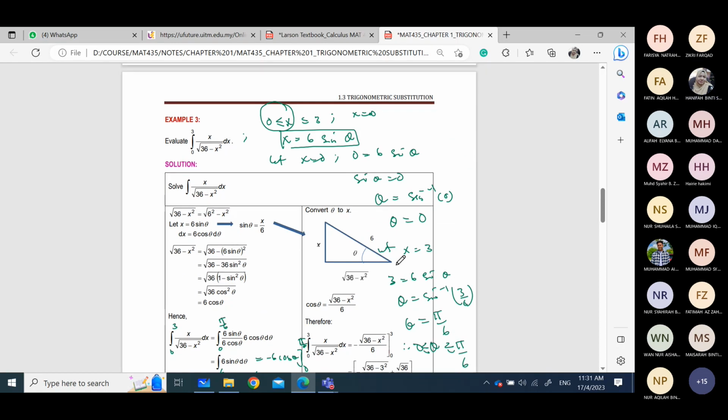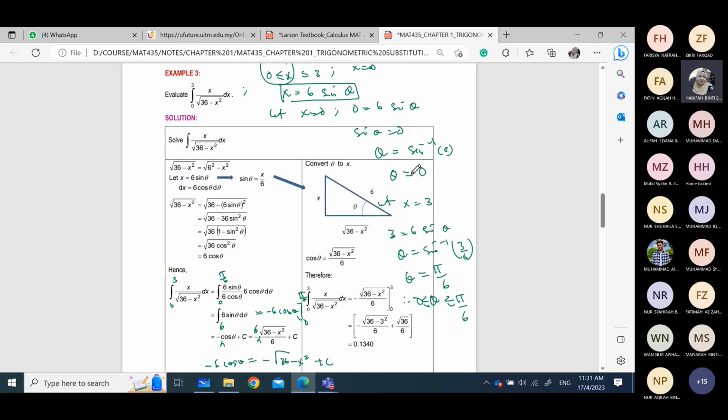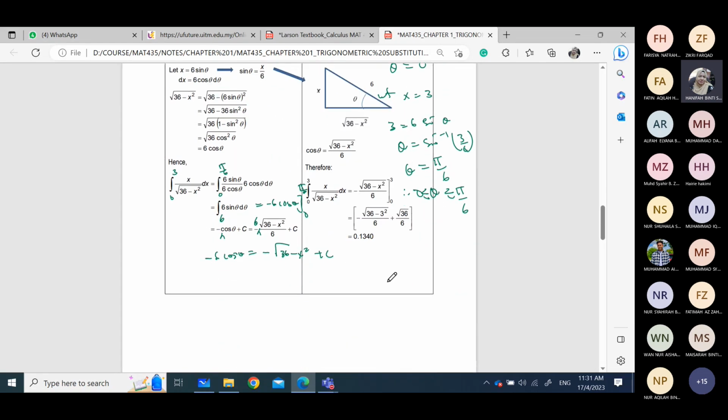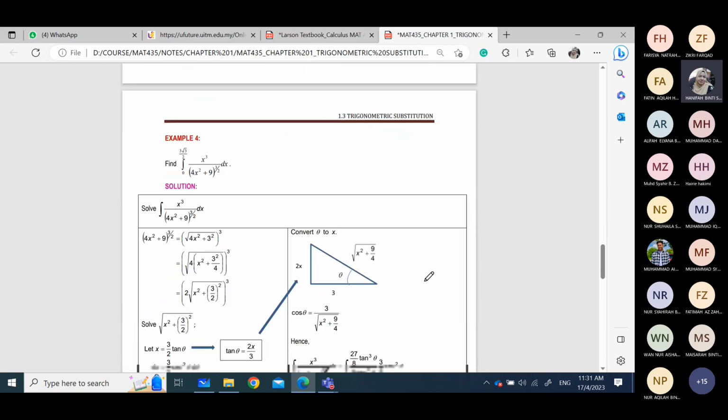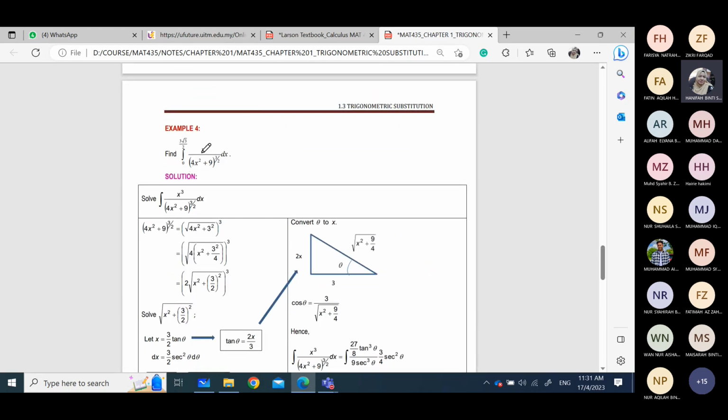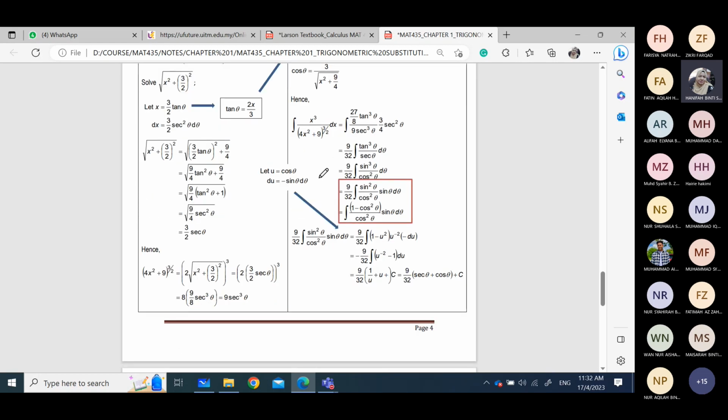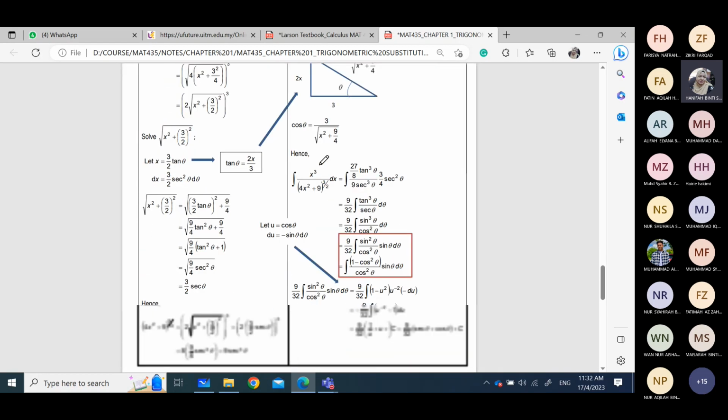Any question? No, madam. Clear? Okay. Alright, so I think that's all. This one is quite difficult. We have 4x squared and then the power of 3 over 2. So this one is still radical because it is still in a root, because the power is 3 over 2. So the one at the bottom is a root. Okay, alright, so this one you can look at.